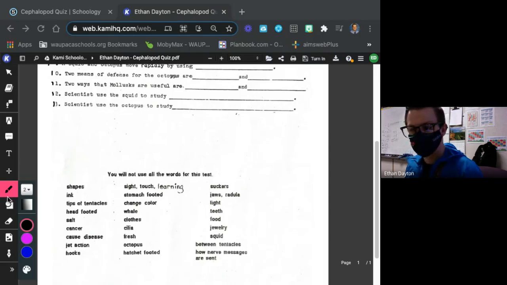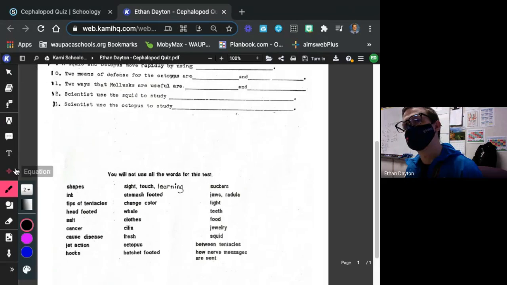I will help you finish this up here by telling you the ones that you will not use. If you guys think you used this and you want to change it, go ahead. But you won't use tips of tentacles. You won't use cancer. You won't use cause disease. You will not use stomach-footed. You will not use whale, or clothes, or cilia, or fresh, or hatchet-footed.